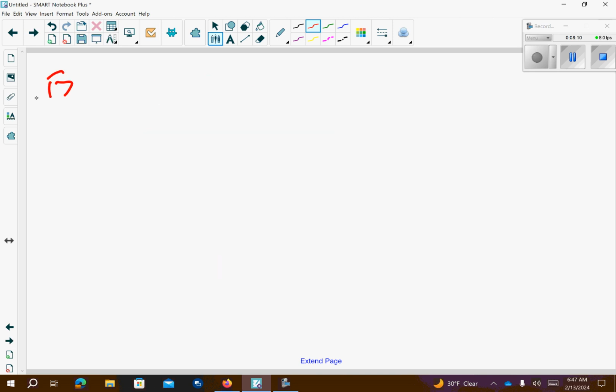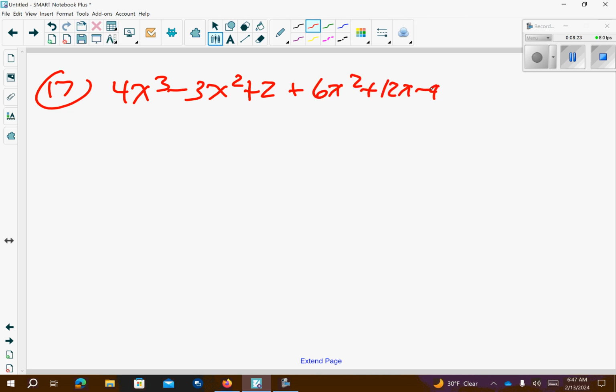Number 17, I can drop the first set of parentheses. I can drop the second set of parentheses because it's just a positive. And then I can distribute the negative over. Negative times 11x squared is negative 11x squared. Negative times negative 7x is positive 7x. Negative times negative 3 is positive 3.